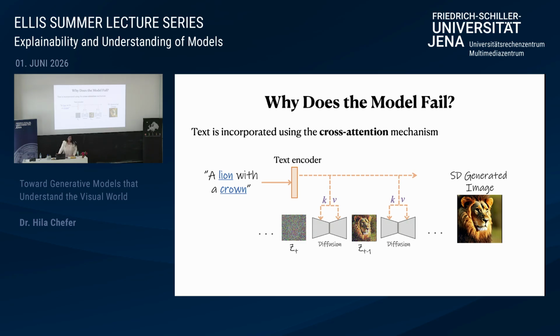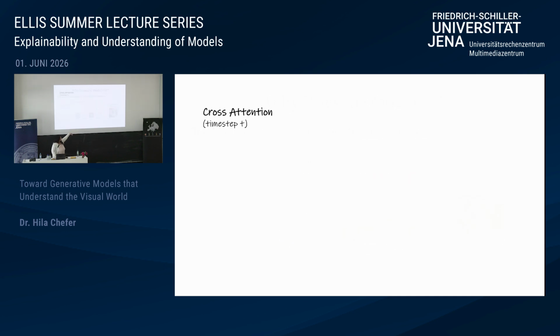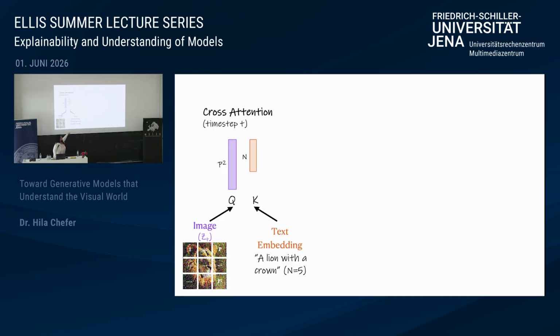And then the first observation that we can make is if we want to understand why the model generates just a lion and not a crown in this image, maybe we should look at the cross-attention connections, right? Because this is the only entry point that text has into the image model. So let's take a look at cross-attention and how this works.